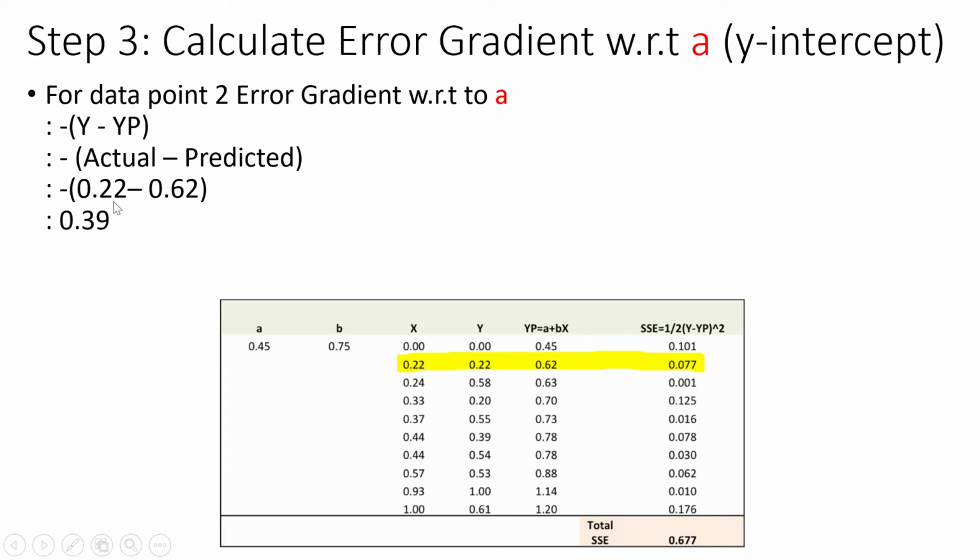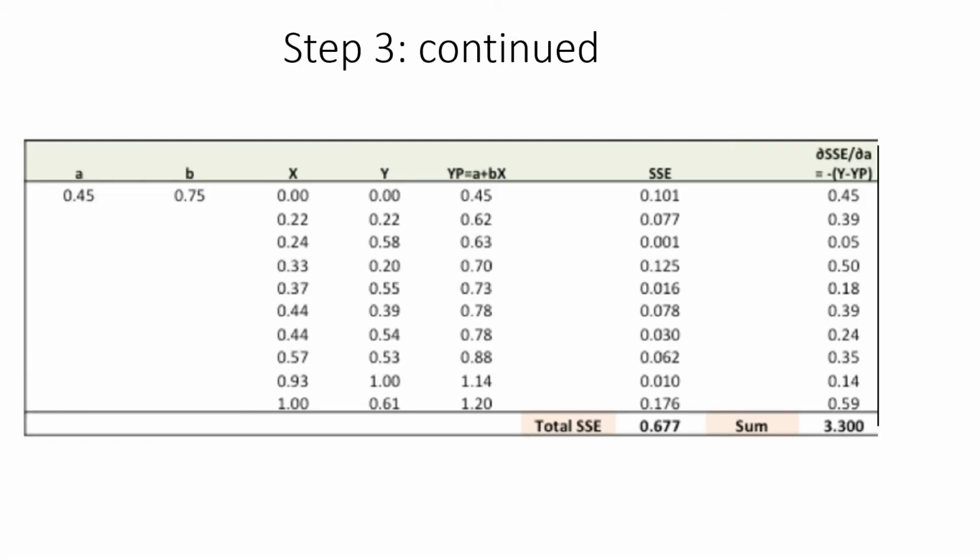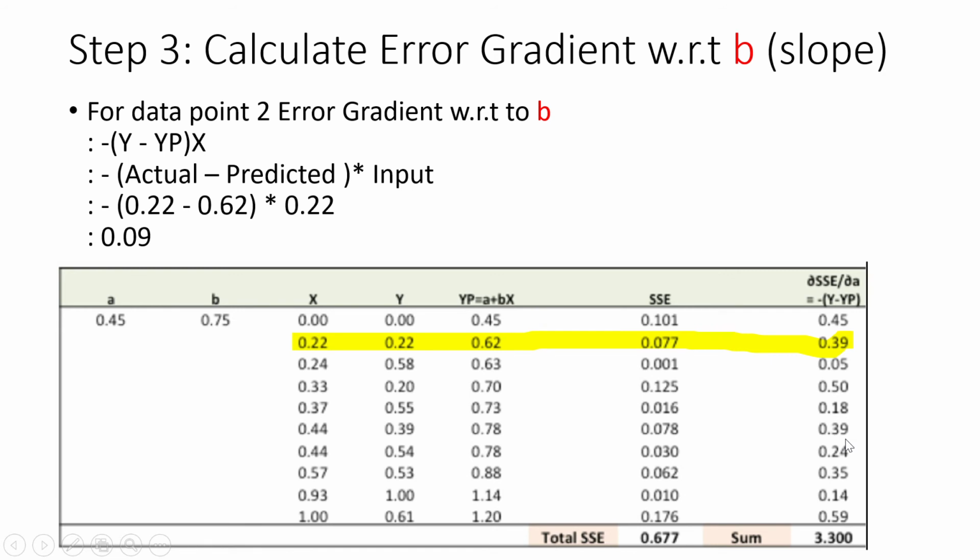We'll plug in the values 0.22 minus 0.62, and then we will get the error gradient with respect to a for data point 2, 0.39. Again, we'll add a new column, and we want the error gradient with respect to a across the whole training data. So we are going to sum this column up to get the error gradient across the whole training data, which is 3.3.